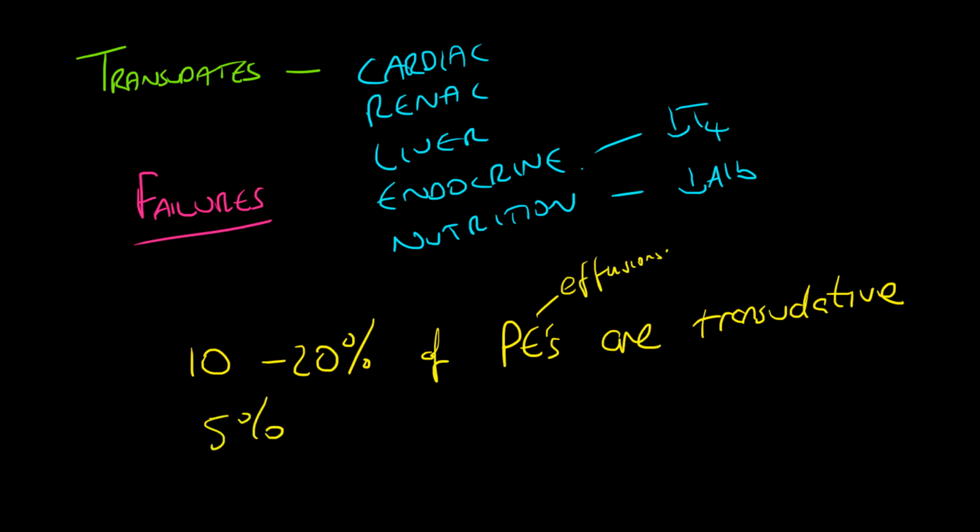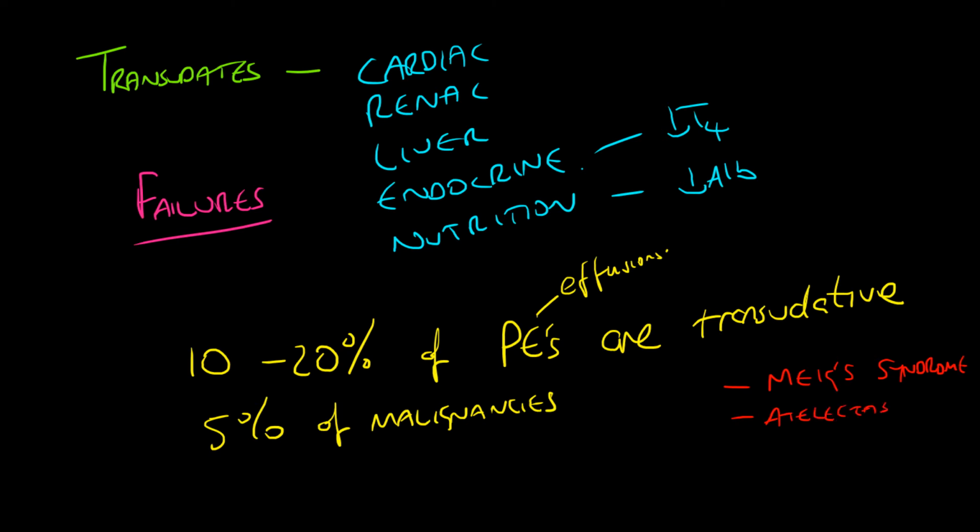They also account for about 5% of malignant pleural effusions, which is why it can be confusing sometimes. But if you do a quick literature search, you'll see that a very low percentage, 5% of transudates, can be malignant. You will also see transudative effusions in Meigs syndrome, in atelectasis, and with peritoneal dialysis.